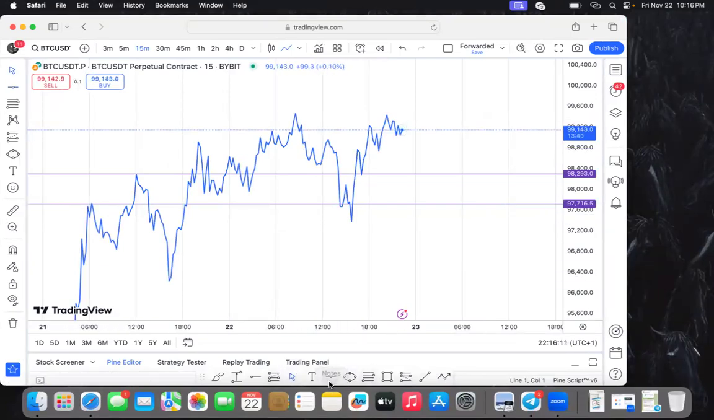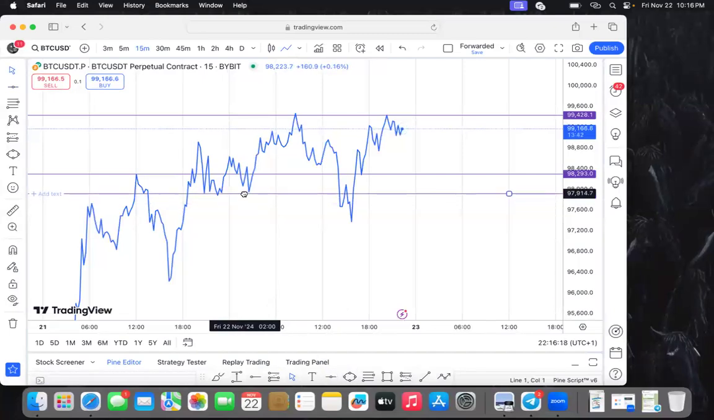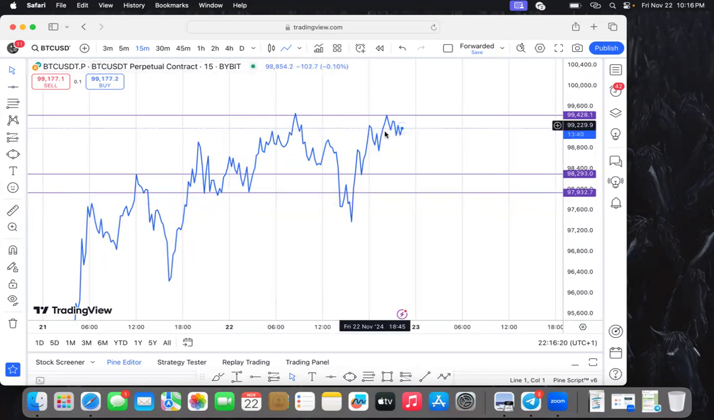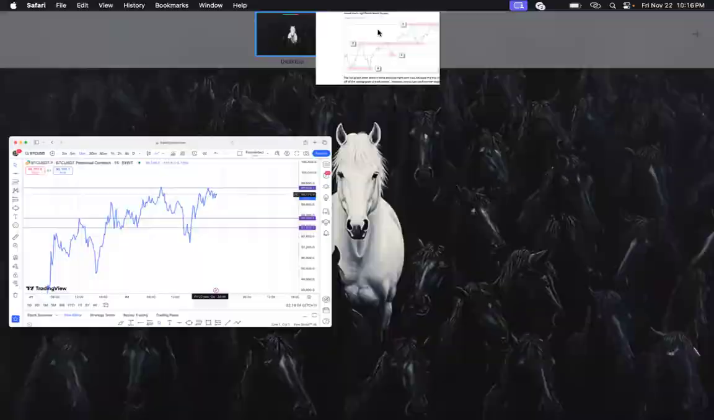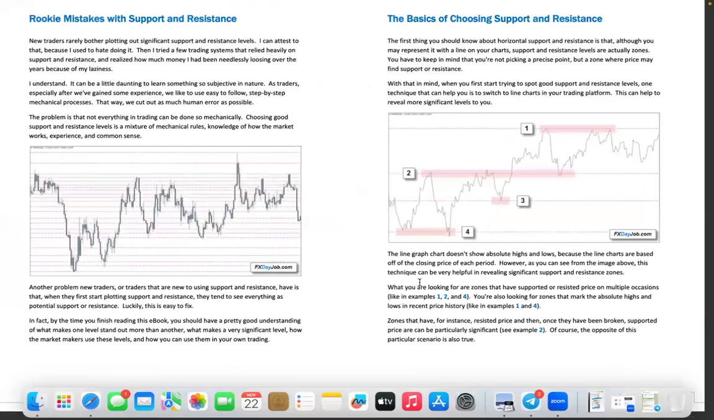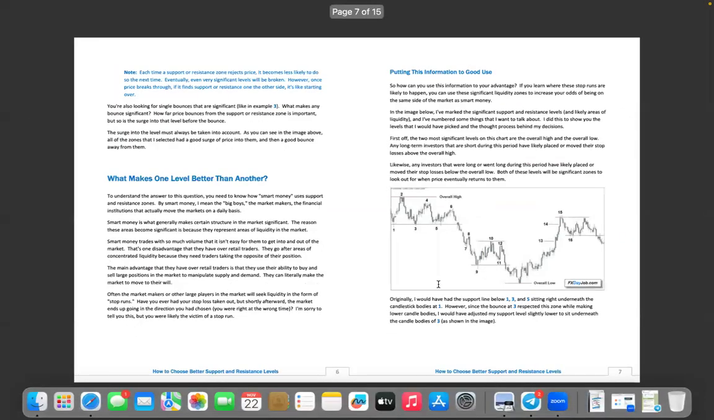Resistance is above, and support is below. That's how it goes. Let's see what the next paragraph says. The line chart does not show absolute highs and lows because line charts are based off the closing price of each period, meaning they don't show the highs and lows that you need to plot out on your chart.